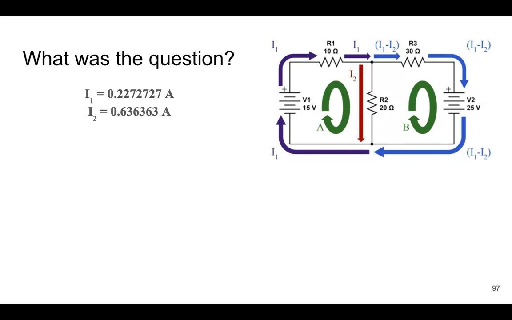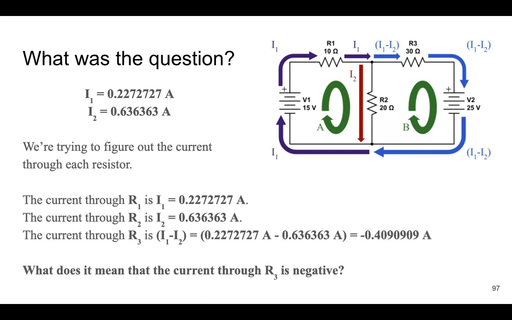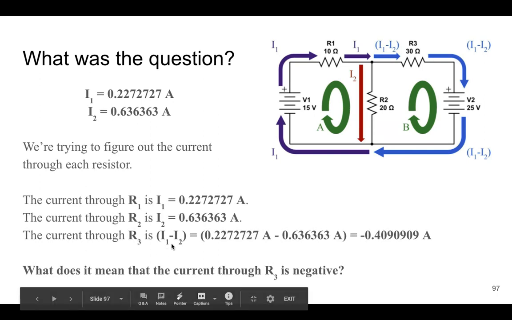So yeah, we've been doing math for a while. Maybe we've lost the plot. What were we actually doing? We're trying to figure out the current going through each resistor and the direction, which means we've got one more thing to figure out at this point. We have to figure out what is I1 minus I2. So you plug in your answers for I1 and I2, and you end up with a negative current, which is kind of weird. What does a negative current mean?